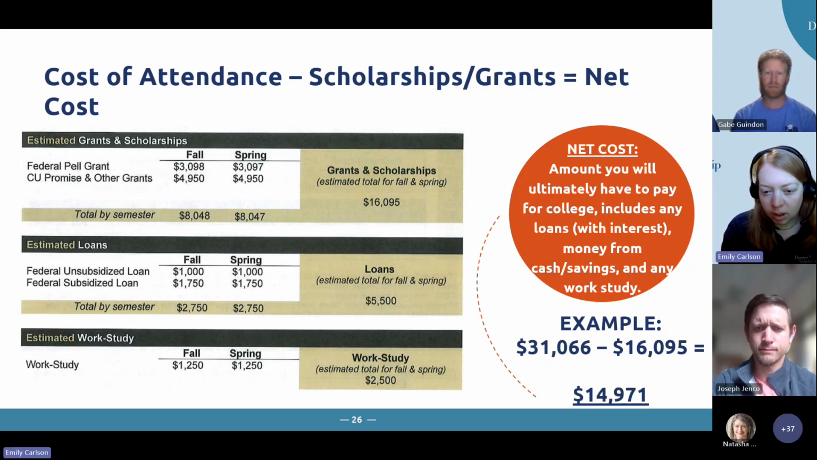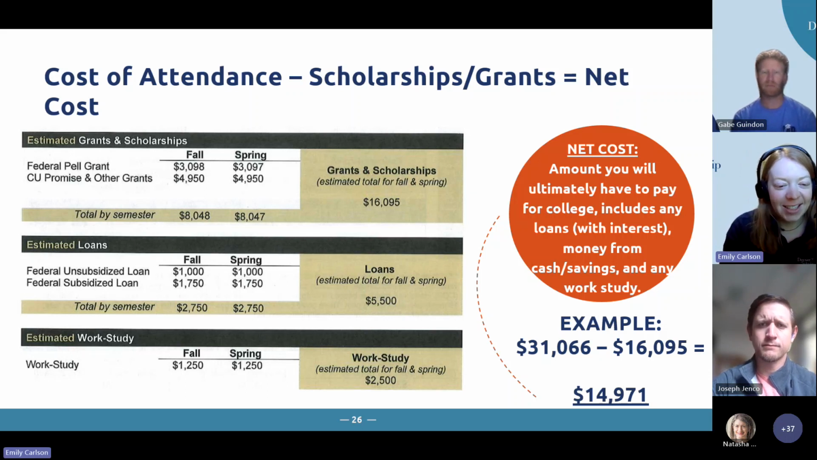So for this student, they're still going to have to pay about 15 grand out of pocket to attend CU Boulder, unless they get some outside scholarships like the DSF.